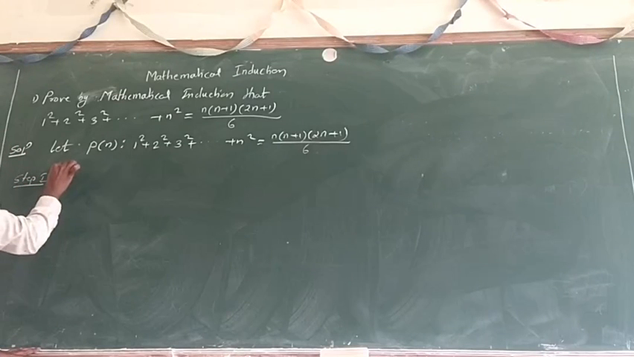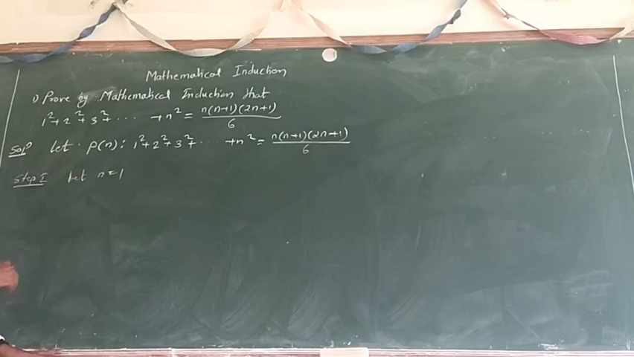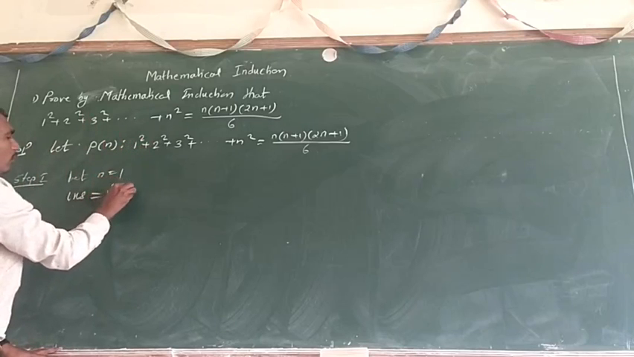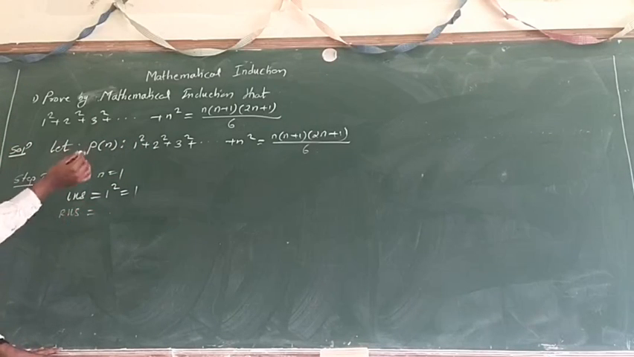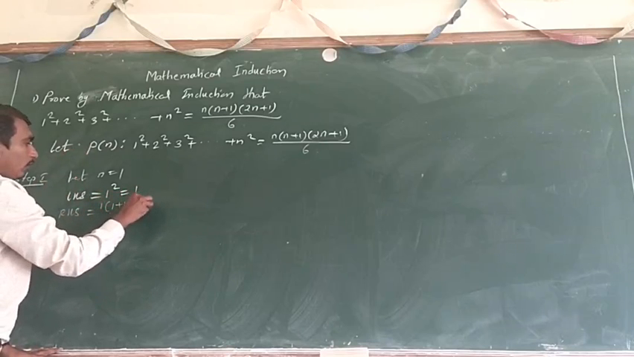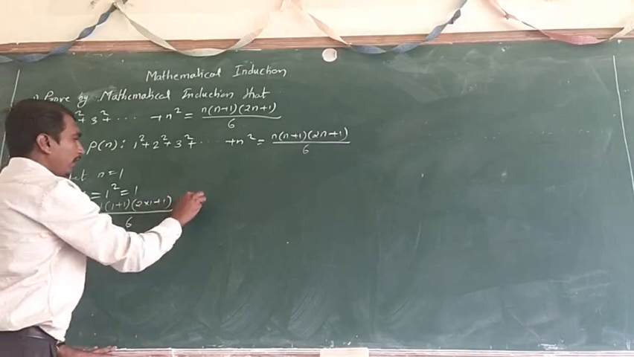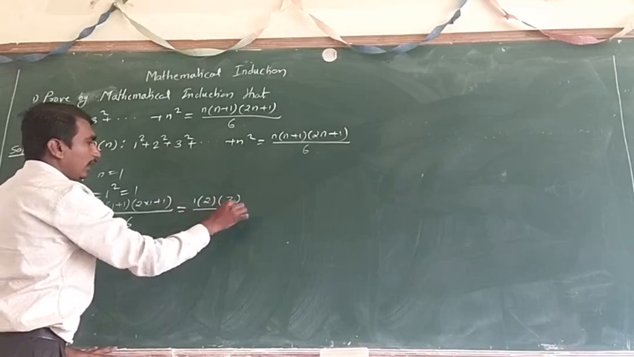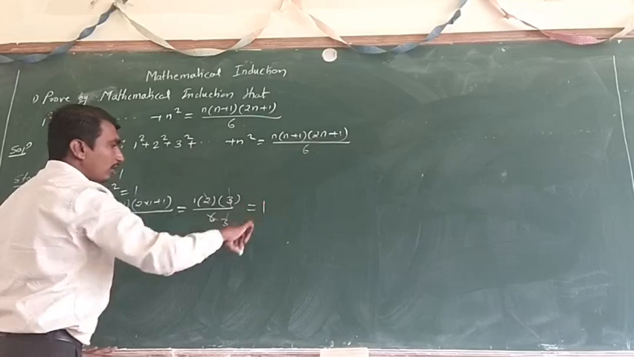Let n equal to 1. Whenever you take n equal to 1, on the LHS only the first term is taken, so LHS is equal to 1 square, which is 1. Now RHS, right hand side, with n as 1: 1 into (1 plus 1) into (2 into 1 plus 1) by 6. That is 1 into 2 into 3 by 6. Here 2 3s are 6, so 6 gets cancelled, and the result is 1.